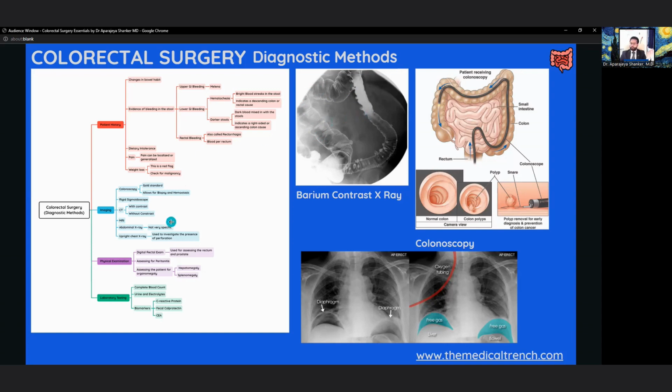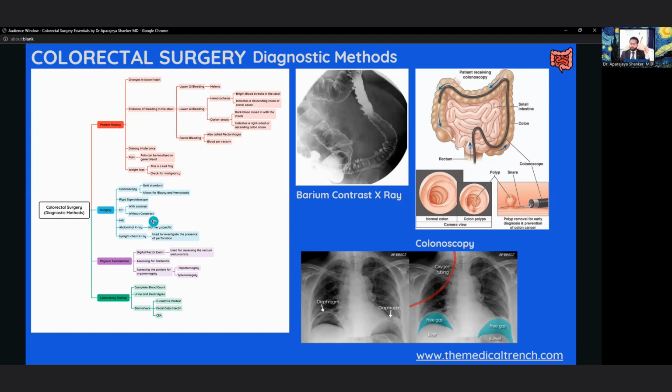Okay. Now, you can do something called a rigid sigmoidoscopy, which assesses only the rectum and the sigmoid. In the presence of a good colonoscopy suite, sometimes you don't have to do this. But in some cases where you are convinced that this is entirely a rectal problem, you can do a rigid sigmoidoscopy to just assess everything around the rectum and the anal canal.